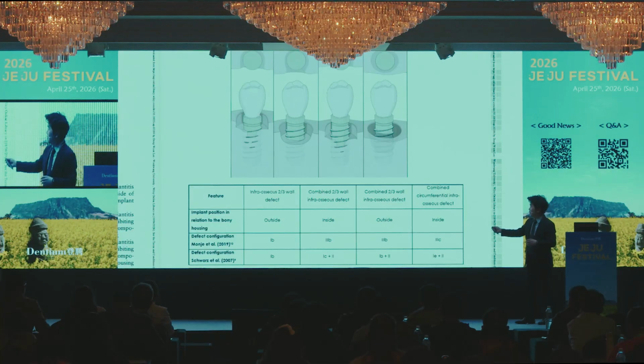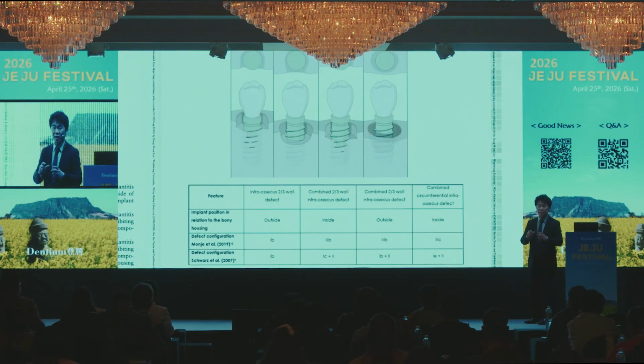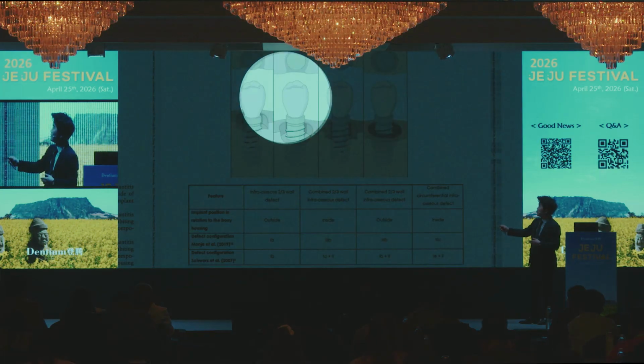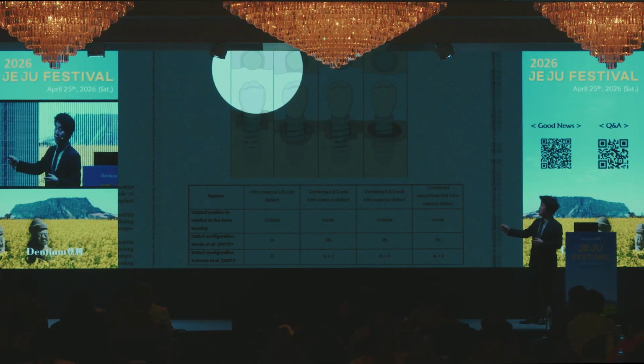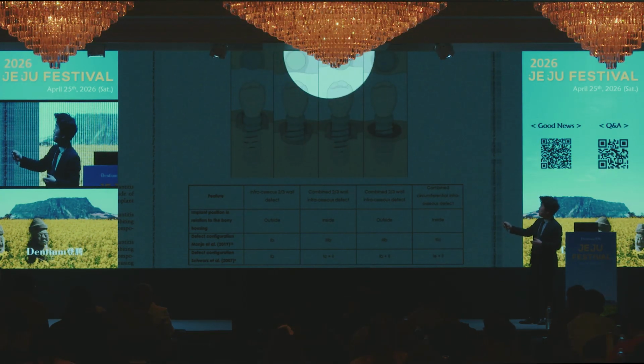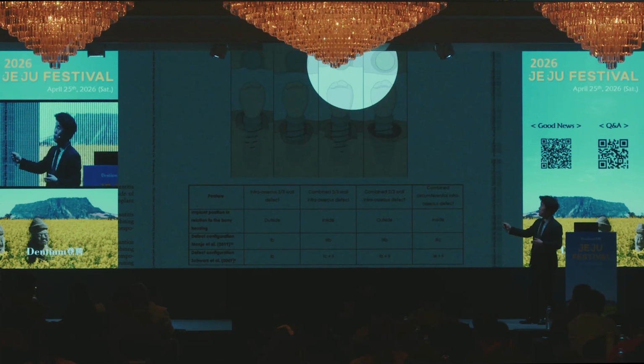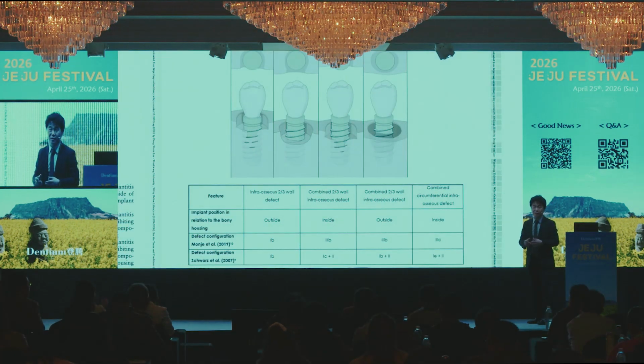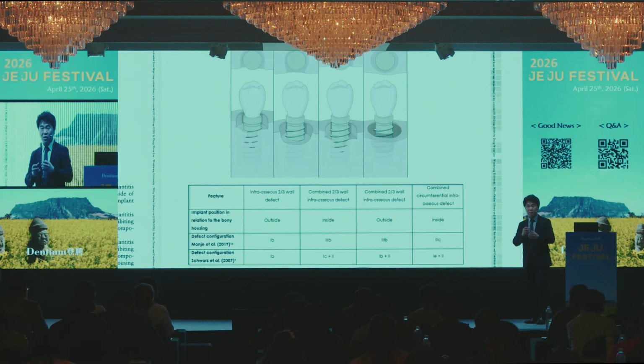We also have to check the inside bone and outside bone. This type of defect is outside. This defect is also outside. But this type and this type are inside. After decontamination, we check the defect type, and we have to select either the bone graft or polishing.